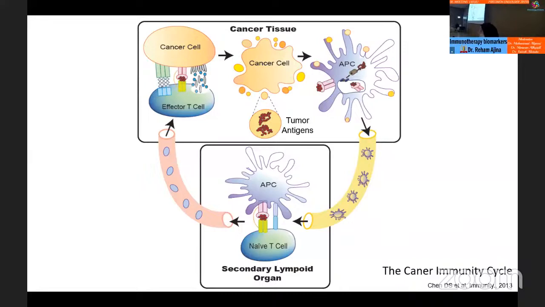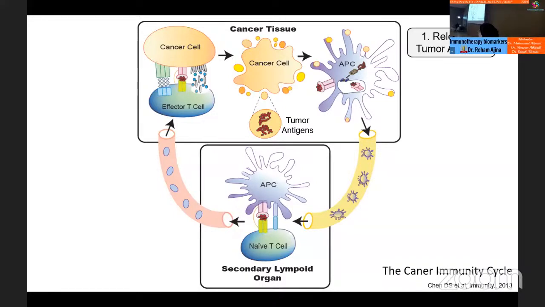So the first step: cancer cells typically have a lot of mutations. Some of these mutations will be translated into peptides. Because these peptides are different from those in normal cells, they will be recognized by the immune system as non-self, so they will be considered tumor antigens.